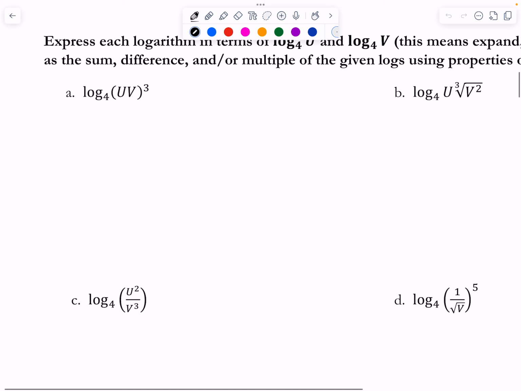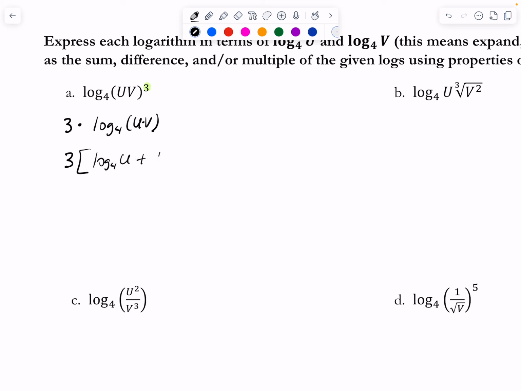What I first notice here is we have a power that this argument is being raised to. So I'm going to put that in front, and it's going to multiply by the log base 4 of u times v. Now, because we have u times v, I can expand that. So I'm going to have 3 times log base 4 of u plus log base 4 of v. To finish this problem, I'm going to take that 3 and distribute it onto both of these logs. So 3 times log base 4 of u plus 3 times log base 4 of v. And that's it.